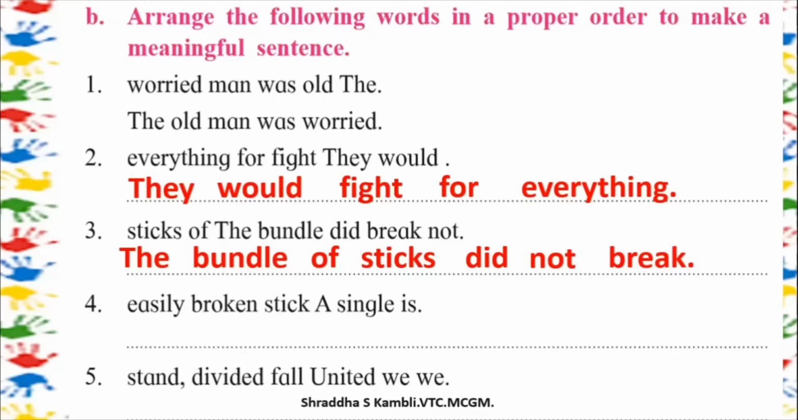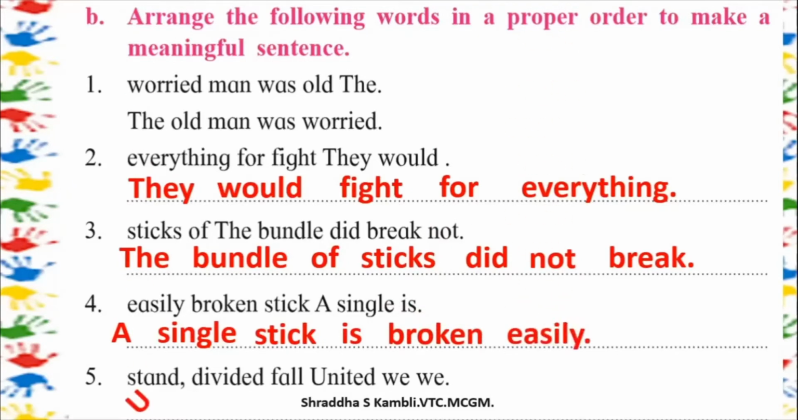Alright, next, easily broken stick a single is. So again, which is the word with a capital letter here? It is a. So you'll write a single, S-I-N-G-L-E, single. What did we learn from the lesson now? That a single stick is broken easily. Okay, and full stop.